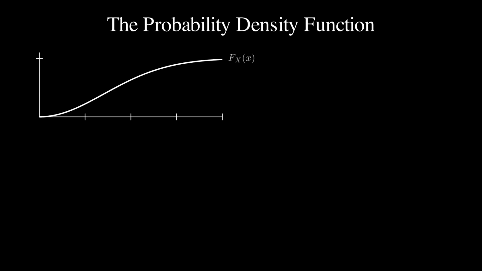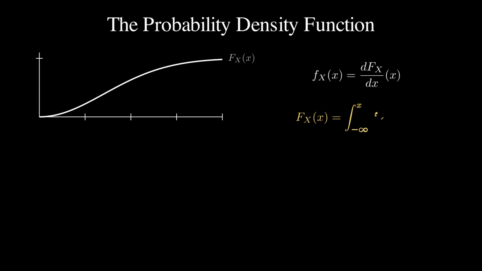Take a continuous random variable, one whose CDF is a smooth function, differentiable almost everywhere. Its derivative gets a name, the probability density function f of x, the slope of the CDF at each point. Where the function climbs steeply, the density stands tall. Where the function flattens out, the density falls back towards zero.